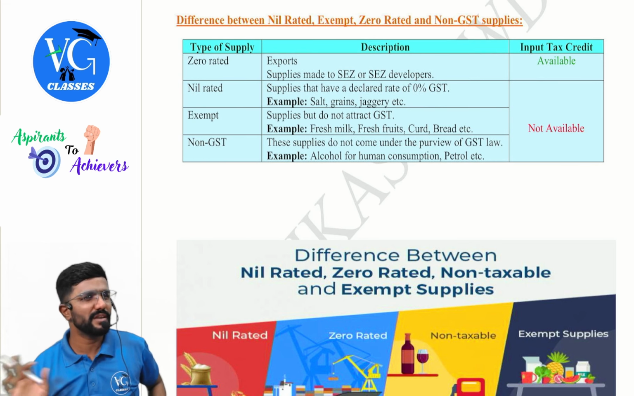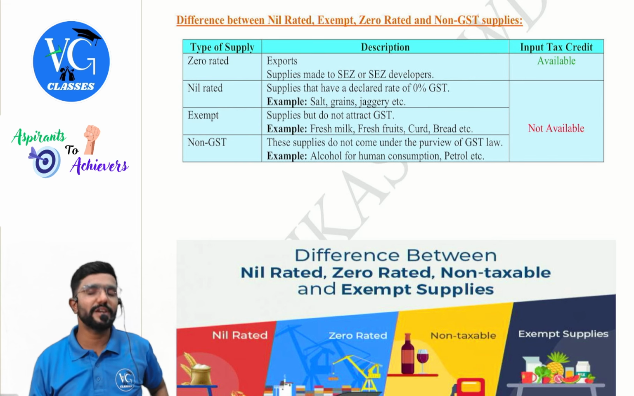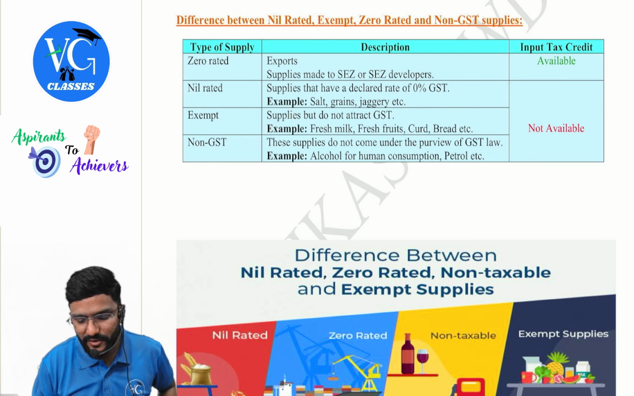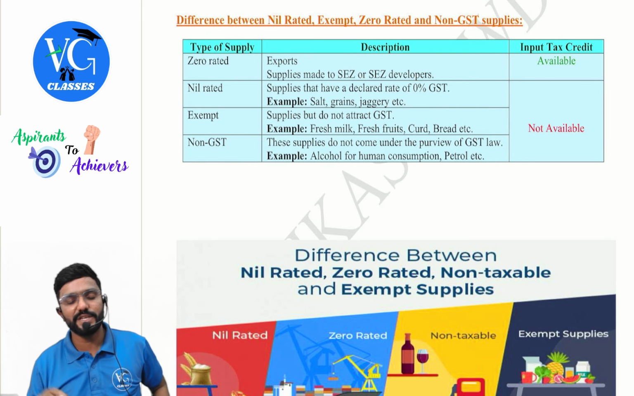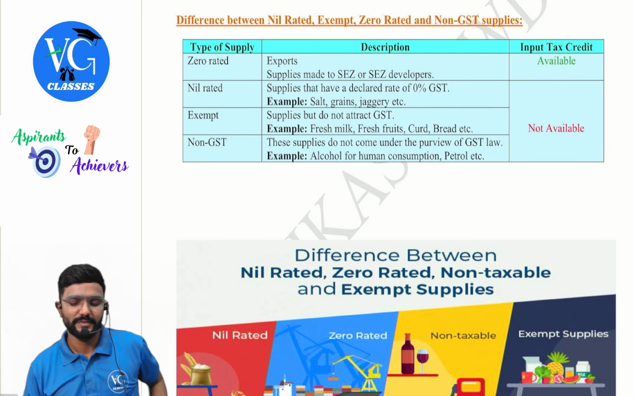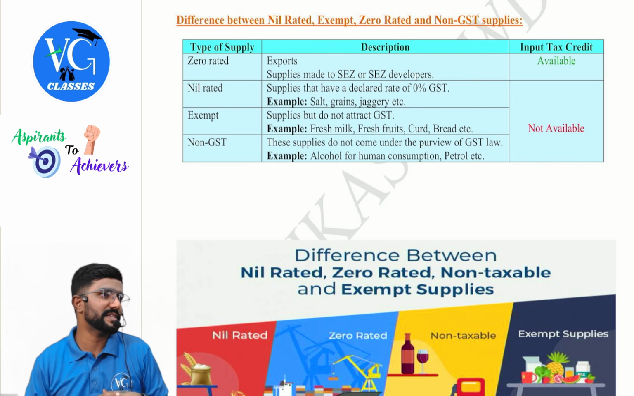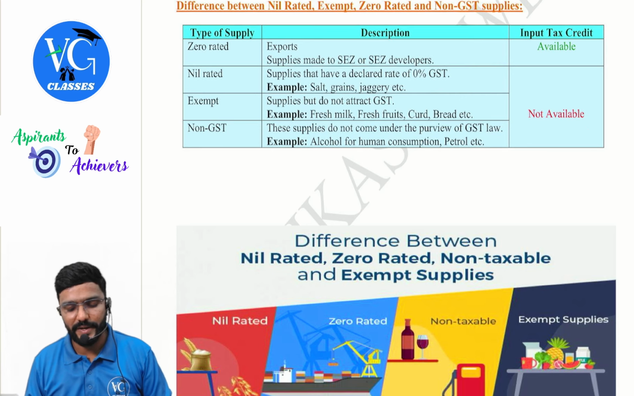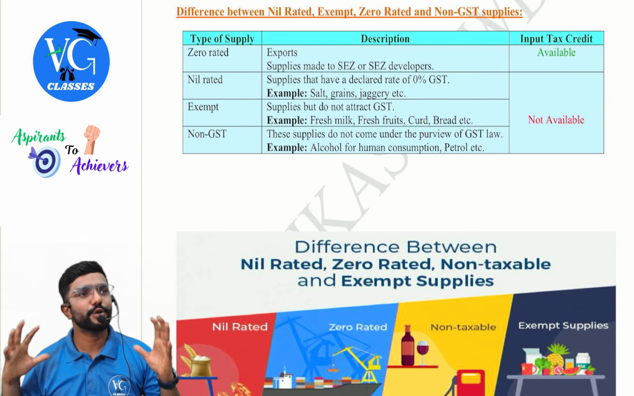Then exempt means what? Supplies that do not attract GST. Where is it given? Section 11 of the CGST Act or Section 6 of the IGST Act. Example, fresh milk, fresh fruits, curd, bread, etc. Next, non-GST. These supplies do not come under the purview of GST at all, like alcohol or petroleum. On any of these, I cannot claim ITC. Means if my outward supply is nil, exempt or even non-taxable, on my inward supply I cannot claim credit, guys. This is all about the revision of the input tax credit topic, guys.